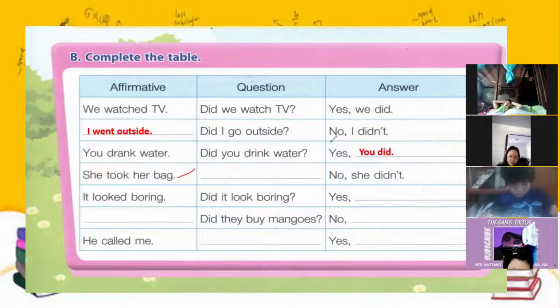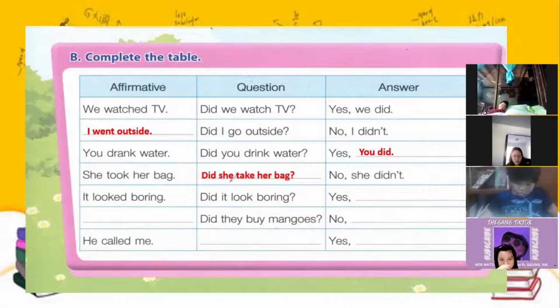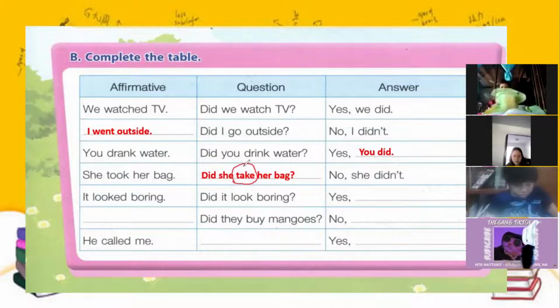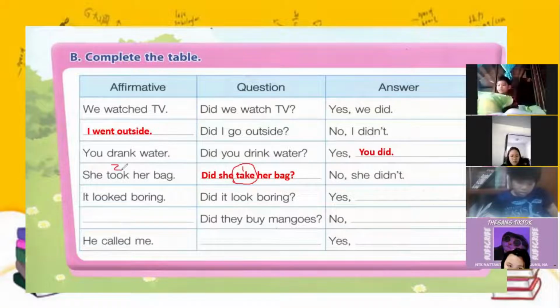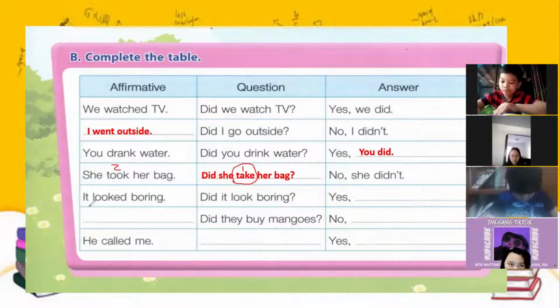Did she look her bag? Very good. But one thing, Fa, you have to remember, we are going to use the first form. Here, took is the second form. In affirmative, we use the second form. But in question and negative sentences, we use the first form. So, take instead of took. Very good.